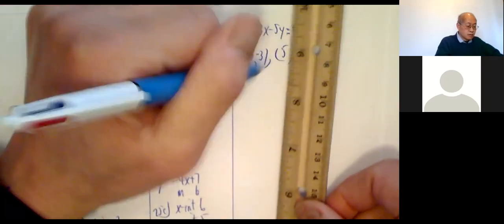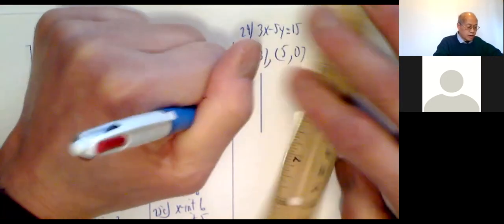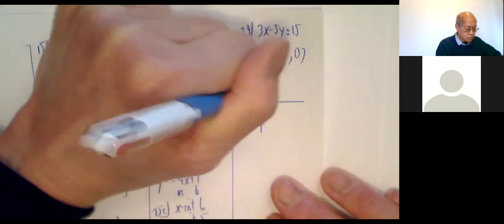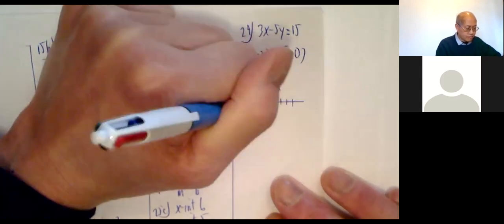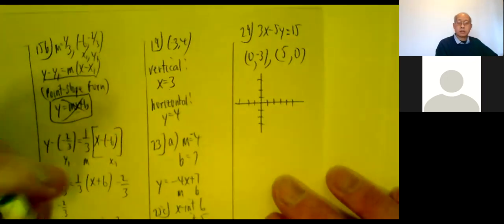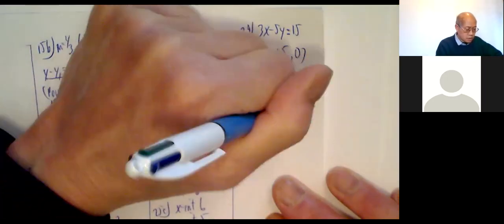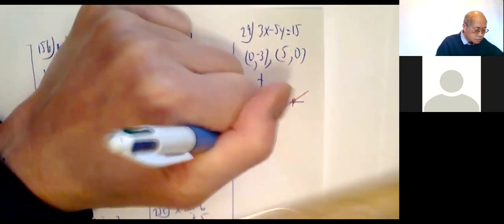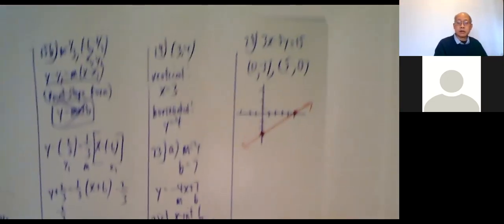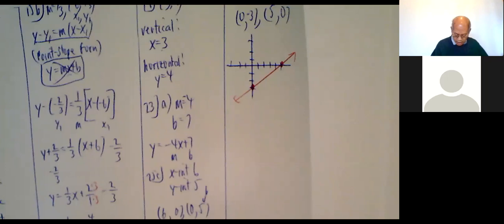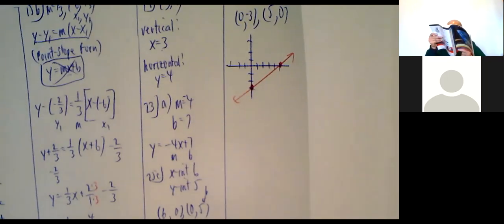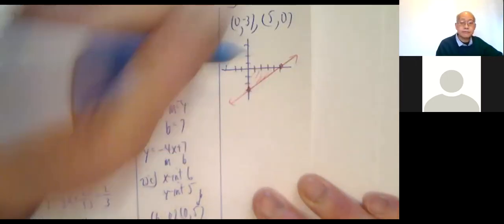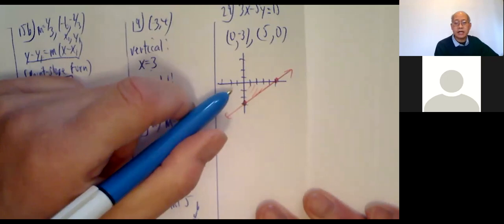Okay. So let's do a quick graph of that. See what we got. 1, 2, 3, 1, 2, 3, 1, 2, 3, 4, 5. (0, -3) is here. (5, 0) is here. There's the graph. Okay. And now they ask for the area and the perimeter of the triangle formed by the line and the axes. Okay, so you see this triangle here, right? Find the perimeter and the area.